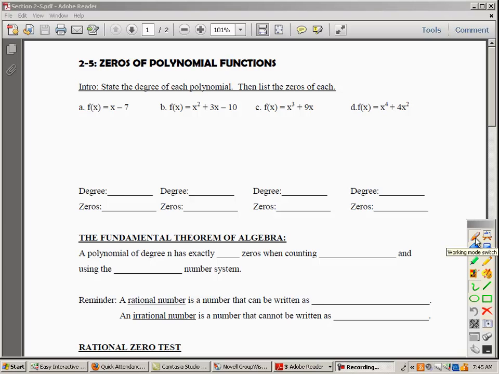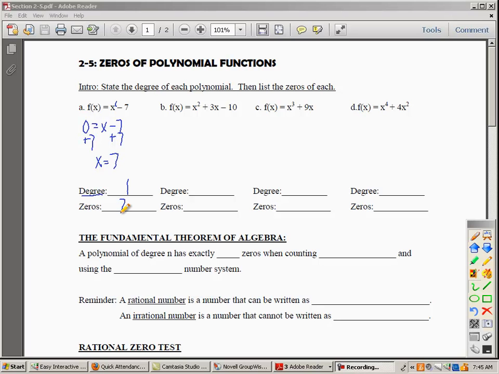Find the degree and then find the zeros. The degree, don't forget, is the highest exponent. In this case, the highest exponent is a 1, so my degree is 1. In order to find the zeros, I set my function equal to 0, and then I solve for x. In this case, x equals 7. So my 0 is 7.